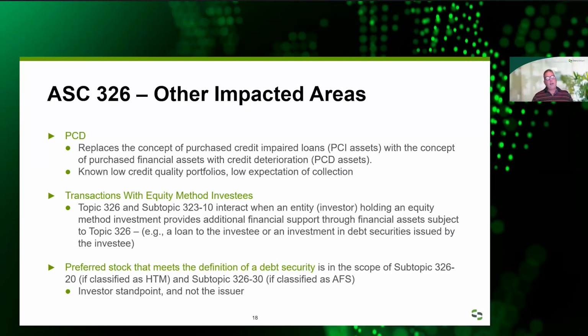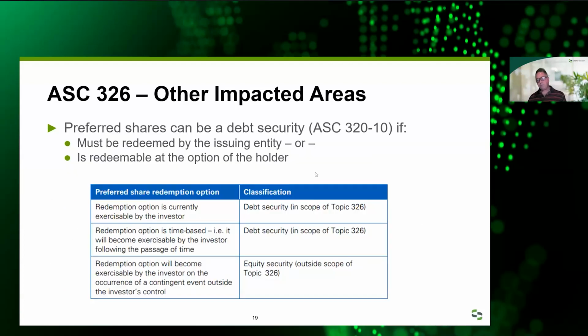If you've got investees where you're the investor and it's under 326 or 323, you've got a loan to that investee or an investment with those folks, they're also in the scope. And then preferred stock, meaning preferred stock from the investor standpoint, not the issuer standpoint, is also in scope for 326. I just want to point out preferred shares can be debt or equity securities, but again, from an investor standpoint, if it's a debt security, it's in scope. So something to consider. It's probably a one-off, but we wanted to point that out.